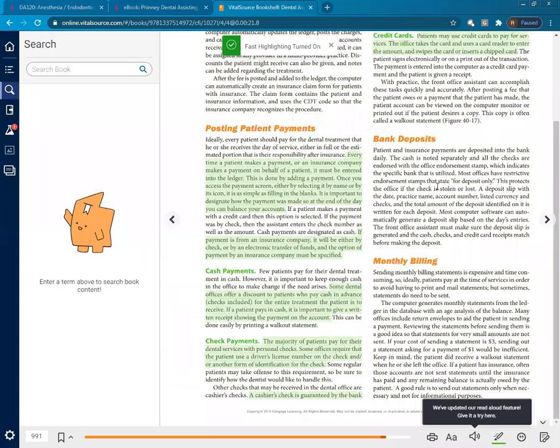Most offices have restrictive endorsement stamps that say for deposit only. This protects the office if it's stolen or lost, which is huge because we deal with some large quantity checks sometimes.